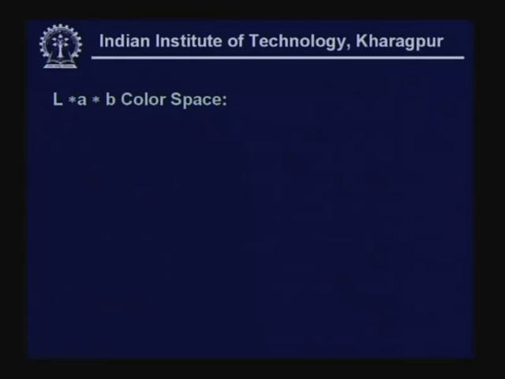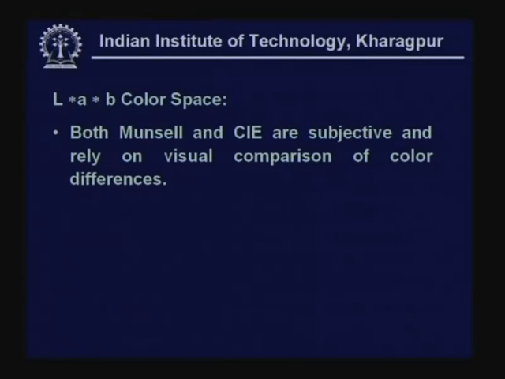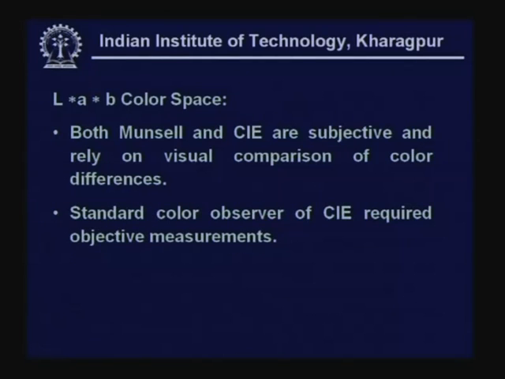The more common system is what we call the LAB color space. In fact, LAB is a color system because both Munsell and CIE are subjective and rely on visual comparison of color differences. Why go for another system? This has arisen essentially because both Munsell charts and CIE are subjective, relying on visual comparison. So, in fact, a standard color observer of CIE requires objective measurements.